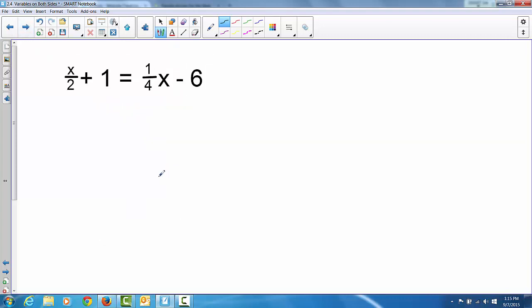Alright, this one is x over 2 plus 1 equals 1/4 x minus 6. Now the key here is to figure out which one is the smaller of the two variables. These are written in different ways. X over 2 is really 1x over 2, and you could write that as 1/2 x, which compares to the 1/4 x a whole lot better. So we've got 1/2 x and 1/4 x.